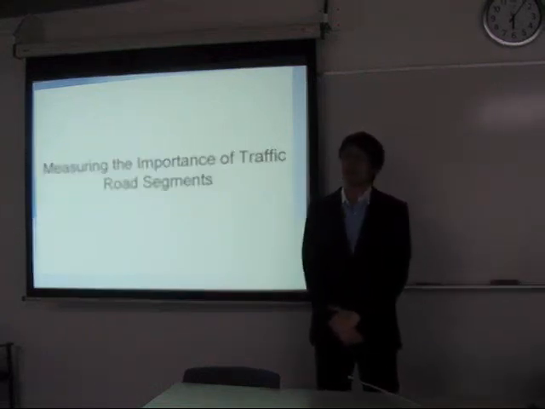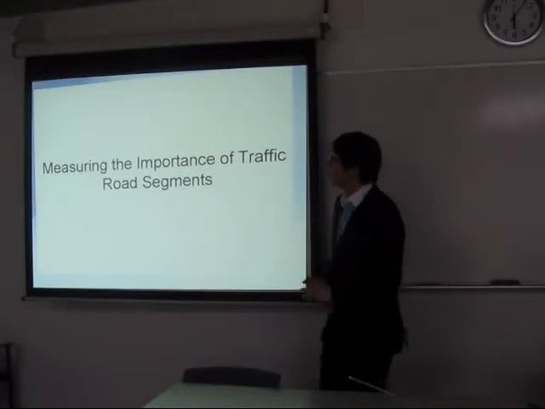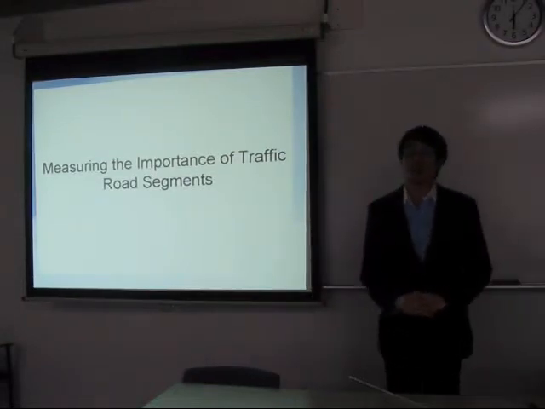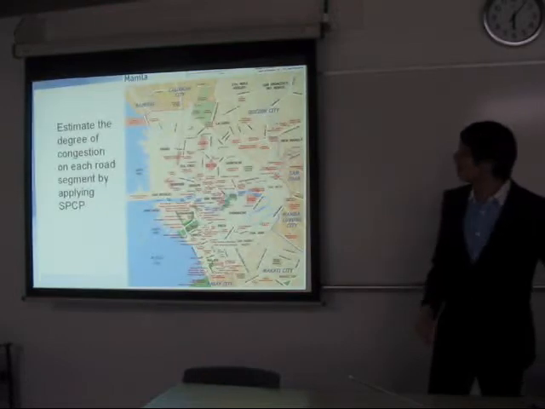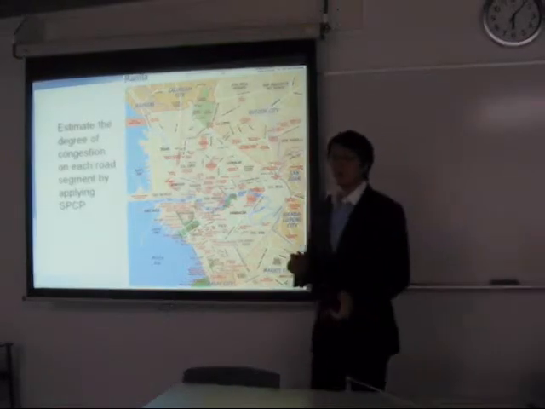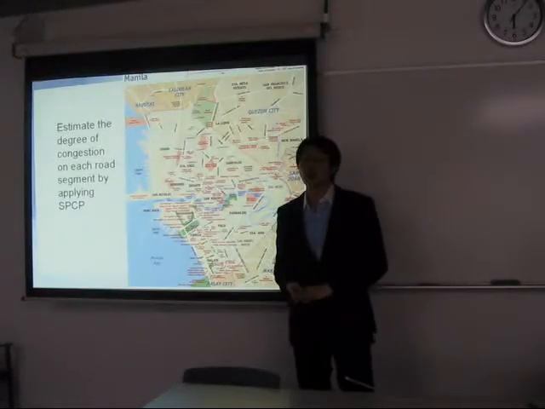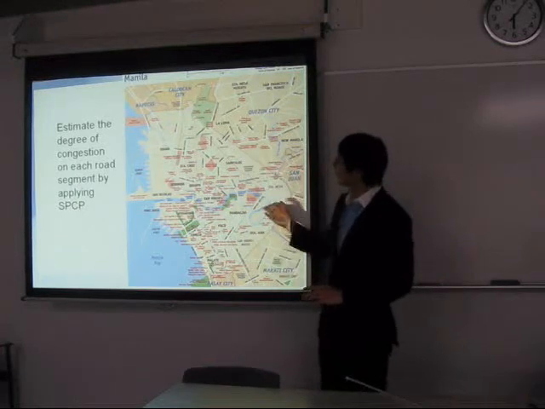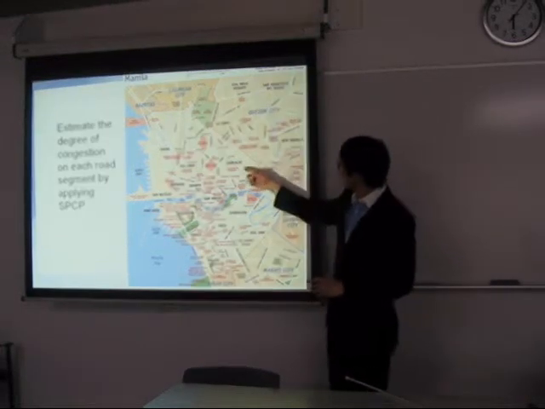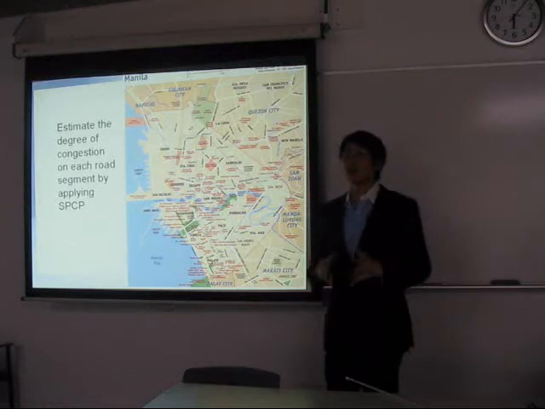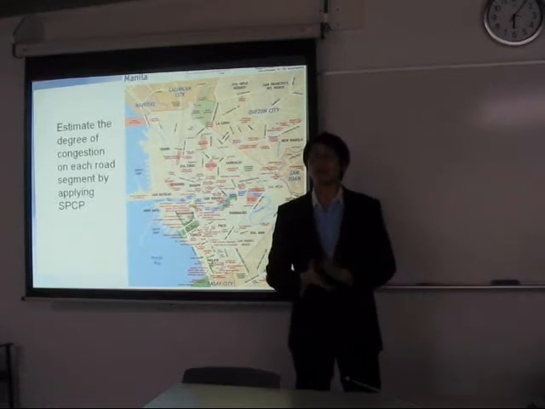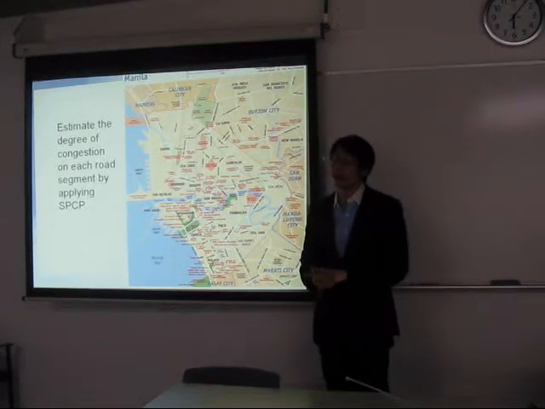Today I'll present a chapter of my dissertation entitled Measuring the Importance of Traffic Road Segments. Traffic road segments are the links between two nodes, one origin node and one destination node. If you take a look at this map of Metro Manila, these white lines represent the links. Some people call these links segments or road segments, and some people would call these arcs.